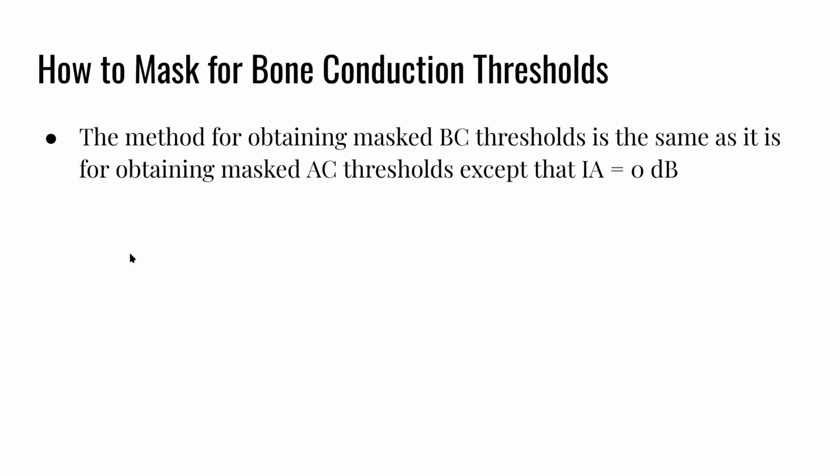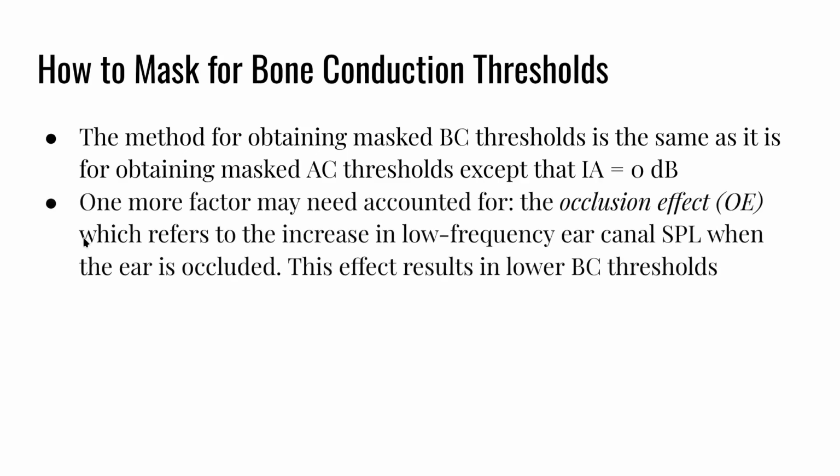Back to masking for bone conduction thresholds. The method for obtaining masked bone conduction thresholds is the same as it is for obtaining masked air conduction thresholds, except your intraoral attenuation is 0 dB. One more factor may need to be accounted for, which is the occlusion effect, which refers to the increase in low-frequency ear canal SPL when the ear is occluded, and this would be the non-test ear being occluded.